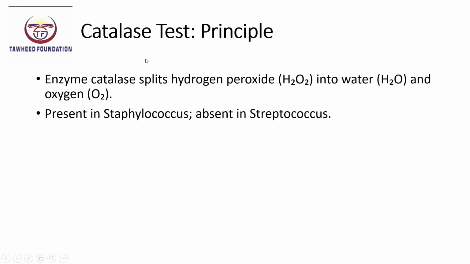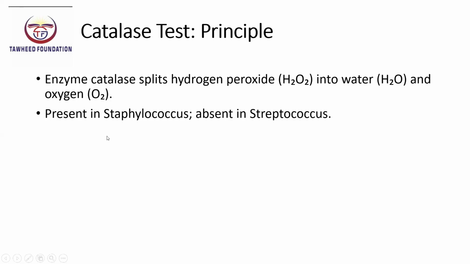Catalase test. The catalase test detects the presence of the enzyme catalase, which is produced by aerobic and facultative anaerobic bacteria to neutralize hydrogen peroxide, a toxic reactive oxygen species. Catalase catalyzes the decomposition of hydrogen peroxide into water and oxygen, which is H2O and O2.